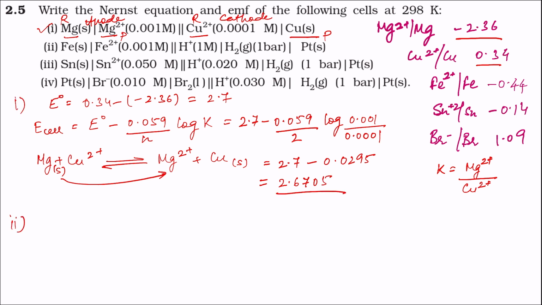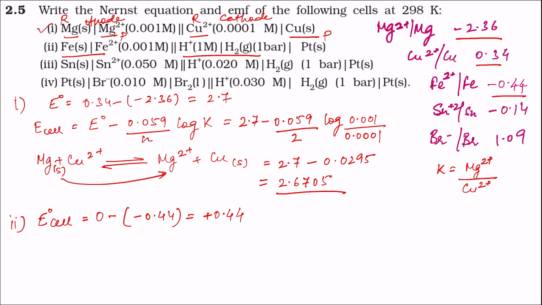Now second cell: anode is of iron, cathode is hydrogen. So electrode potential of cathode is 0 and standard electrode potential of iron is minus 0.44. So E naught cell will be E cathode minus E anode. Here cathode is hydrogen, so 0 minus minus 0.44, which is equal to plus 0.44. This is the E naught cell.